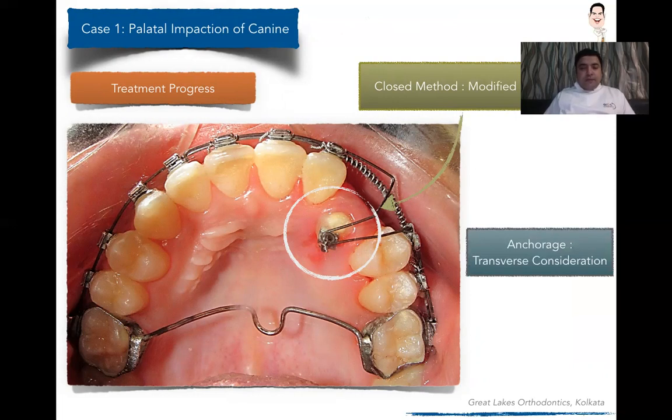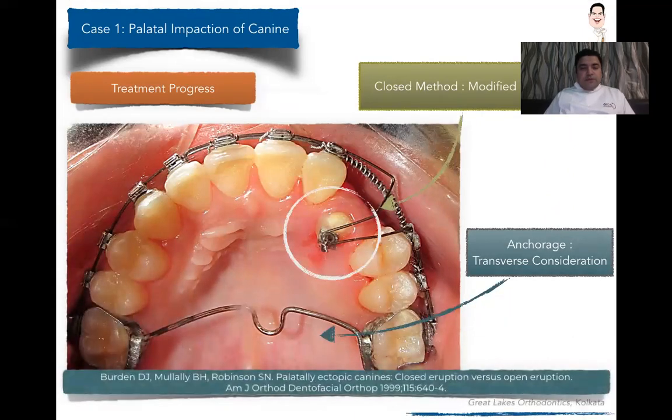The active forces have to be very, very light, something within 100 grams of force. We should also take into consideration the transverse considerations, which is the anchorage. We can get bowing of the arches if auxiliaries are used and excessive forces are used without maintaining the transverse dimension. Here, a transpalatal arch was used to maintain the same.